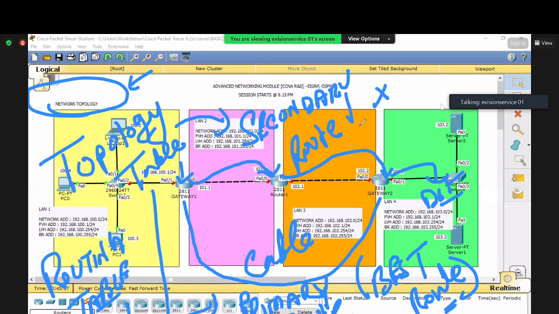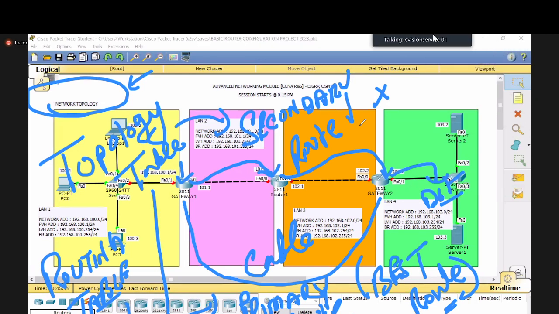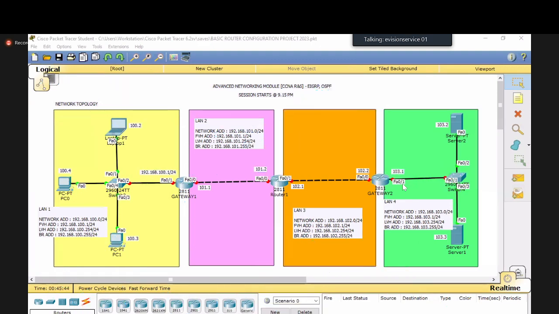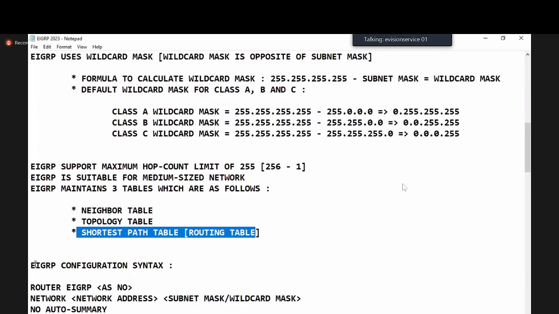Topology table और routing table पे difference इतना ही है कि topology table पे जितने भी routes हैं destination पे जाने के लिए, primary हो secondary हो, सारे informations उस पे store किए जाते हैं. और routing table, that is called shortest path table as well, it is storing only the best route. Okay, only the best route informations. So EIGRP always maintains all these tables. Okay, अभी configuration देख लो.